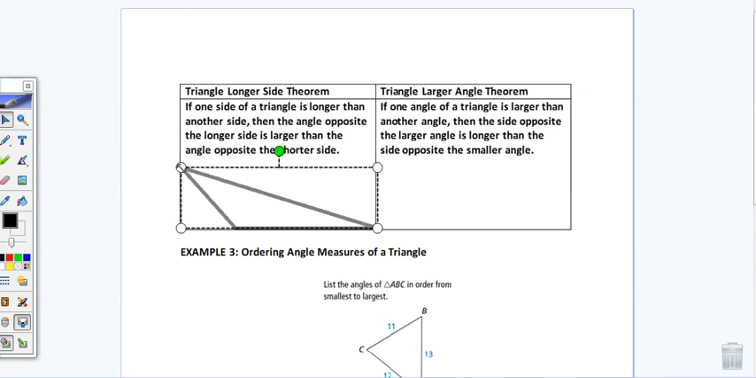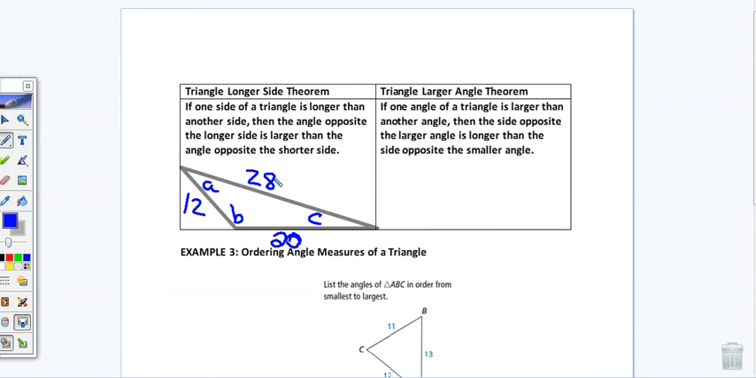Here's my triangle. I'm going to label my angles A, B, and C in here. I'm going to tell you that the distance here is 20. This is 12. And this is 28. Okay? 12, 20, 28. Longer side theorem: if one side of a triangle is longer than another side, then the angle opposite is larger than the other.